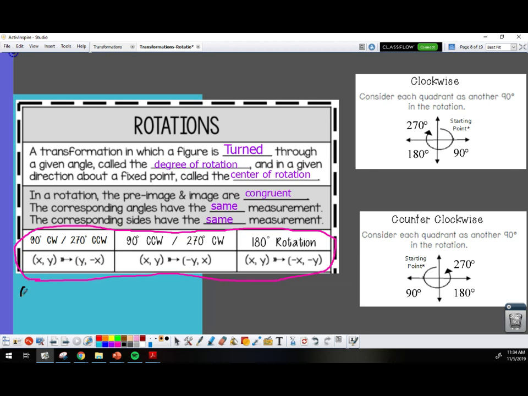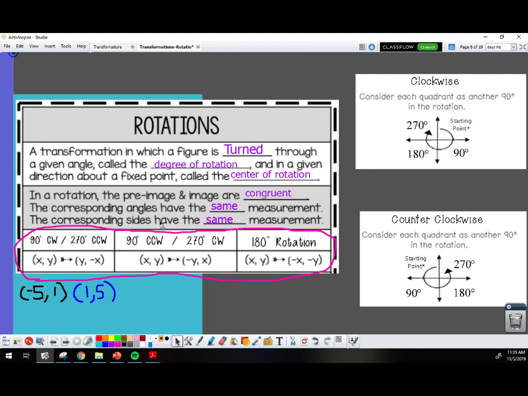For example, let's use -5, 1. If I rotate this point 90 degrees clockwise, my new set of points are going to be, my y goes where my x would be, so that's going to be 1, opposite x. So that -5, the opposite of -5 would be +5. So when I rotated -5, 1, 90 degrees clockwise or 270 degrees counterclockwise, my new point would be 1, 5.